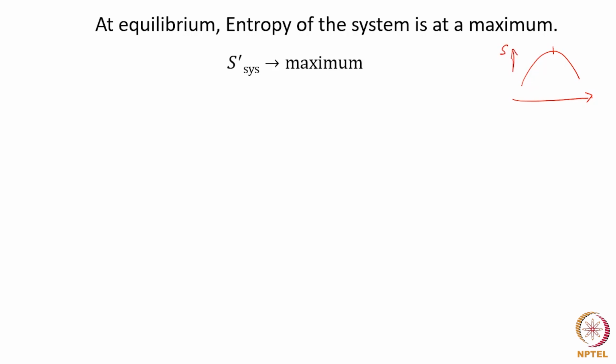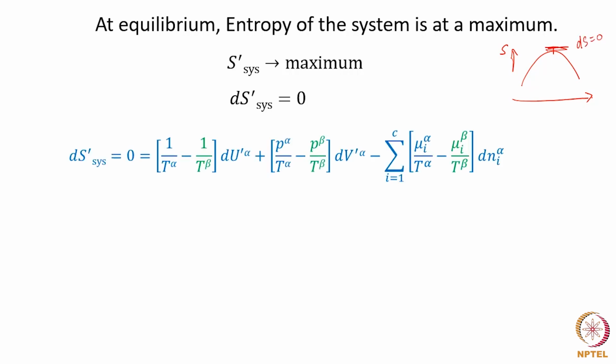And if the entropy of the system is at a maximum, then from the graph we can immediately see that the change in the entropy of the system under equilibrium will be 0, which means that the slope of entropy at this point will be 0, and which also means that the expression we have written earlier is going to be 0. Okay, so which means that this entire expression has to be set to 0.